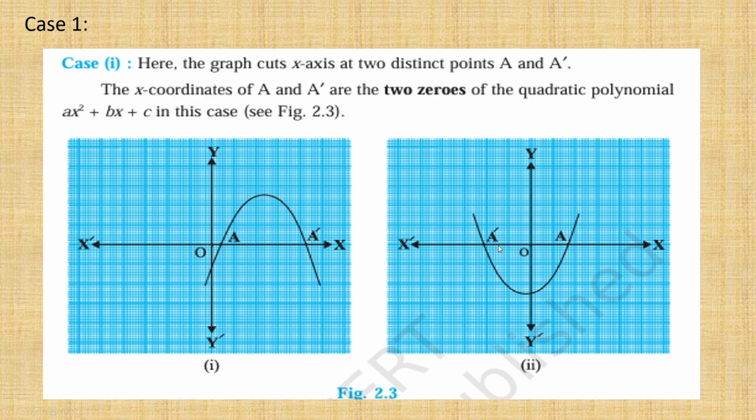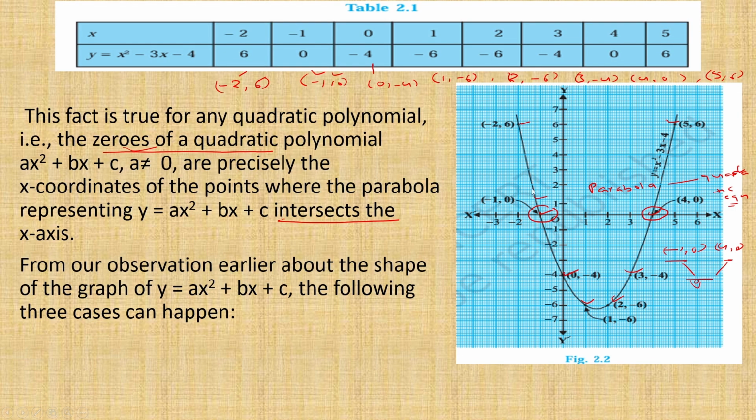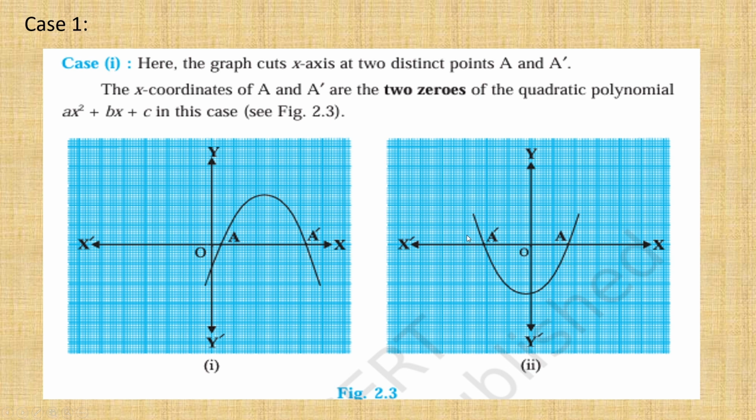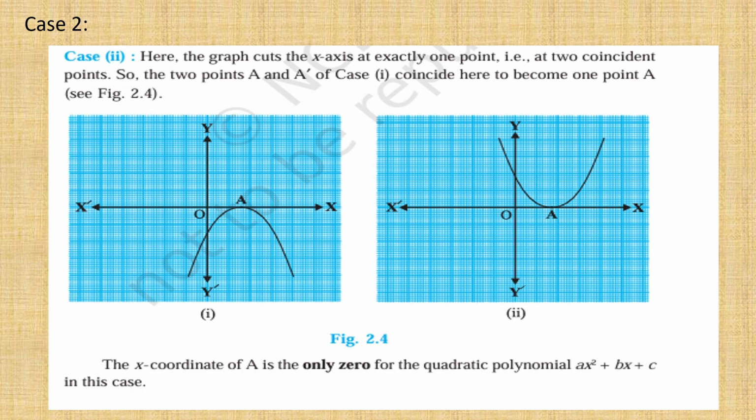Here also a and a dash. This is the same case, like this. If a is greater than 0, then it is like this. If a is less than 0, then it is like this. So in these two cases, it exactly cuts the x-axis at 2 points, a and a dash. Next we will see another case.